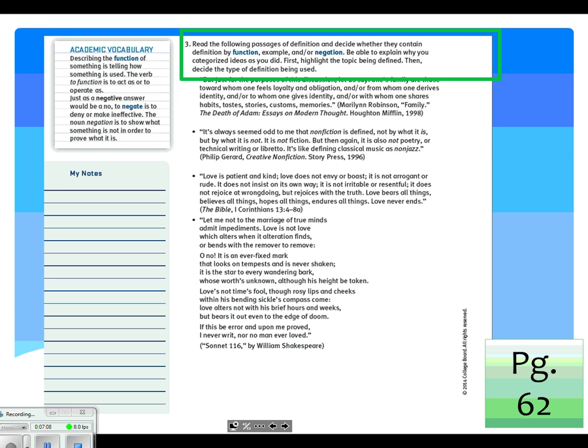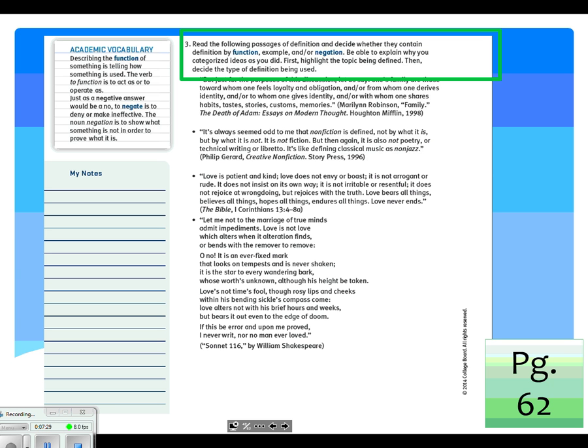Read the following and whether they contain definitions of example, be able to explain one that are categorized by the definition. First, highlight the topic being defined, then decide the type of definition.